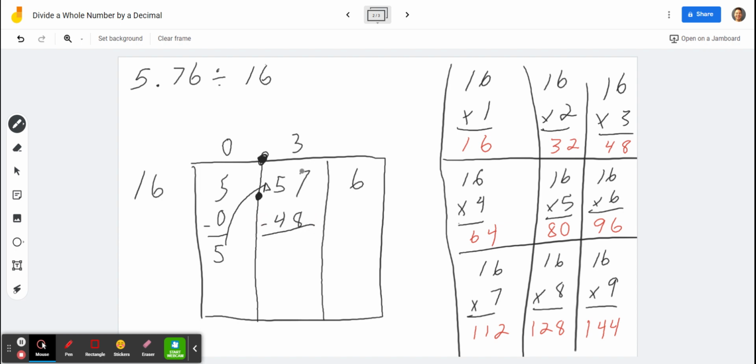All right, 57 minus 48. Well, you can't do that. You have to borrow there. 17 minus 8 is 9. And that 9, again, you bring on up to the next place. Okay, now you have to see how many times 16 goes into 96. Well, if you look at our chart, it goes into 96 exactly 6 times. We land right on 96.